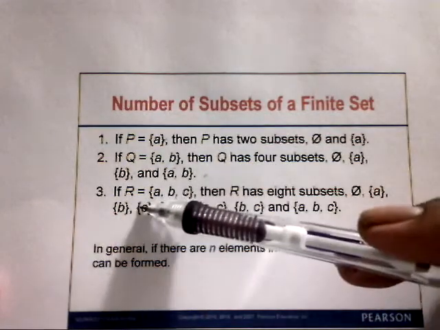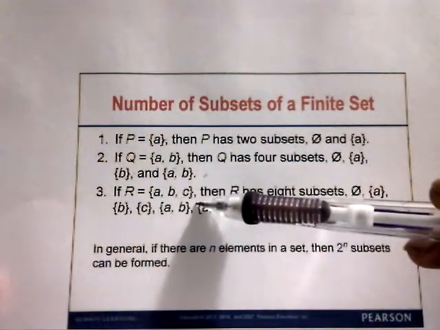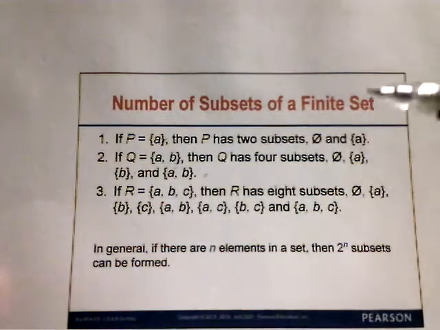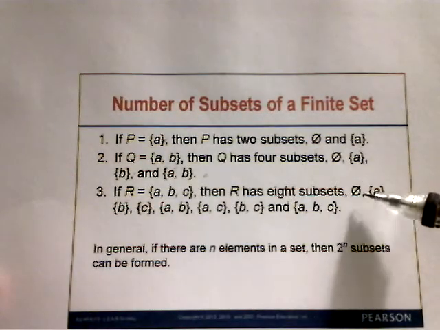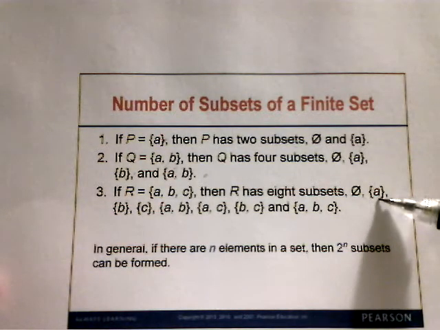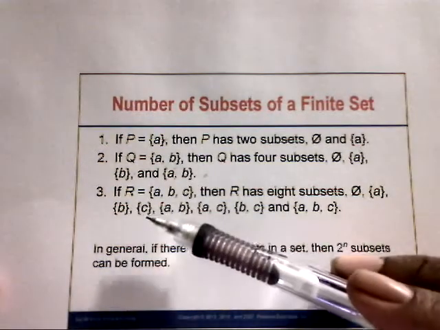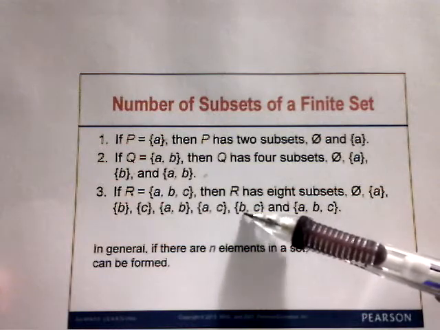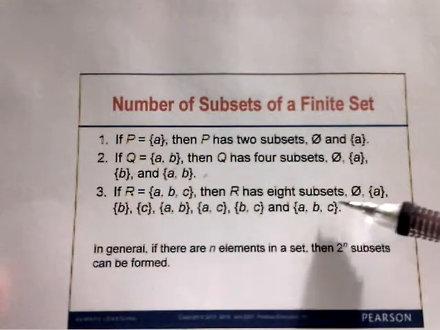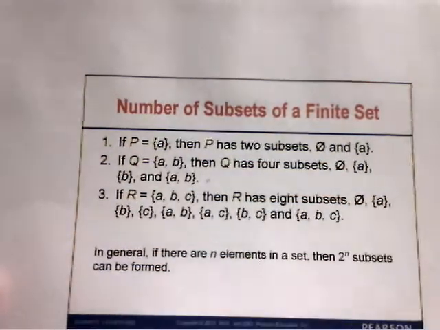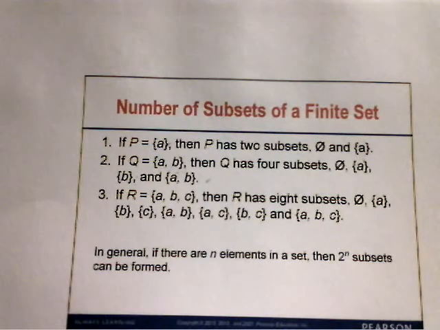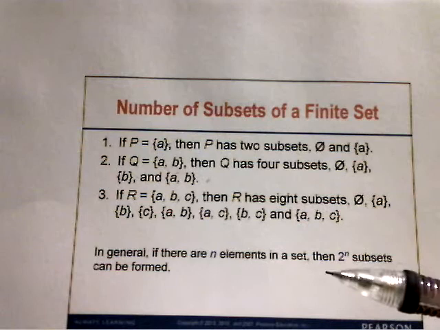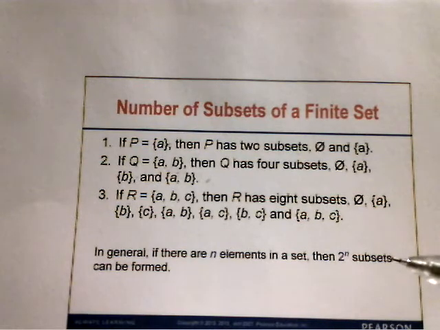Now let's look at set R with the elements A, B, and C. This time, R will have 8 subsets. One of them is the empty set, the other one is A, then just B, then C, then AB, AC, BC, and then ABC. So, as you can see here, there is going to be a pattern with this particular situation. Now, if the next set has 4 elements, then that means that there's going to be 16 subsets.